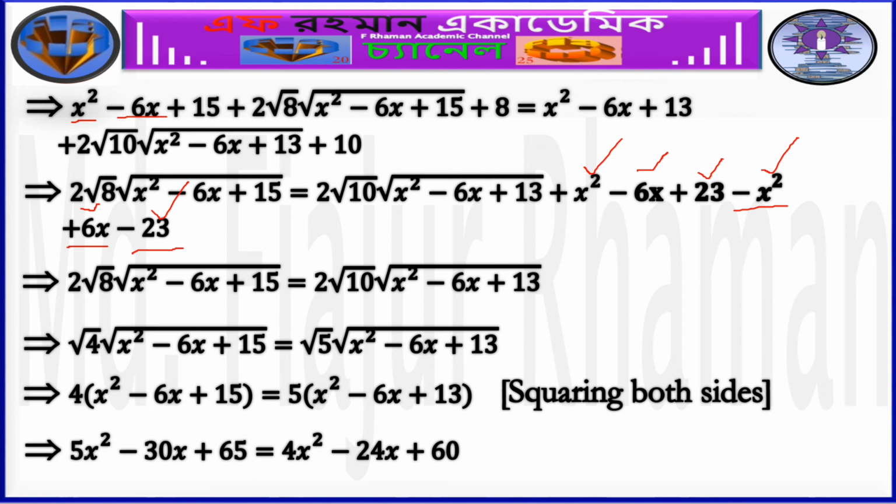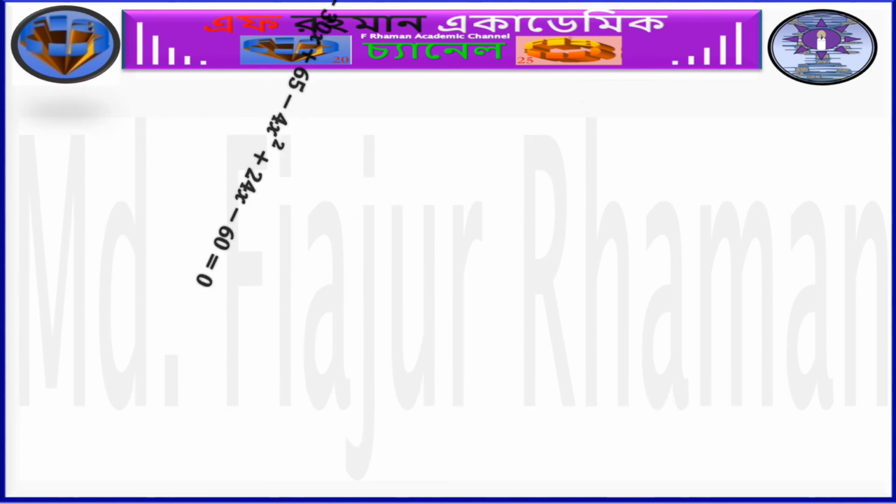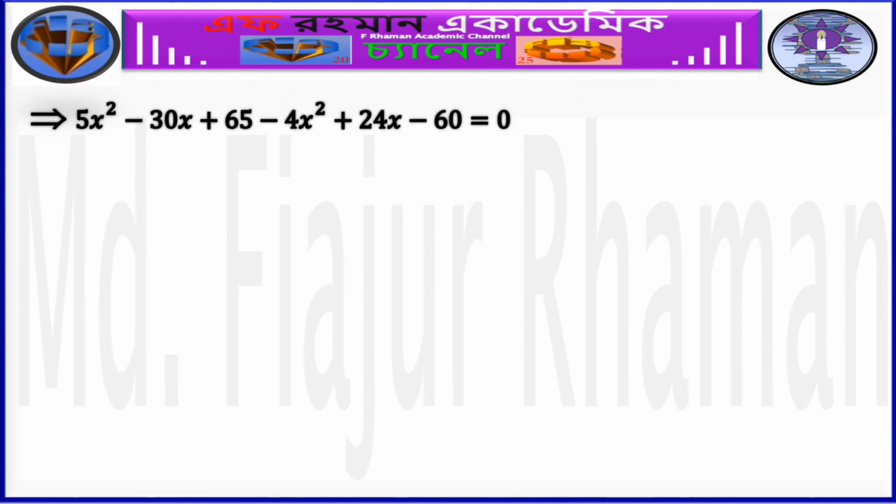This equation implies that 5x square minus 30x plus 65 minus 4x square plus 24x minus 60 is equal to 0. This equation implies that x square minus 6x plus 5 is equal to 0. 5x square minus 4x square is equal to x square, minus 30x plus 24x is equal to minus 6x, 65 minus 60 is equal to plus 5.